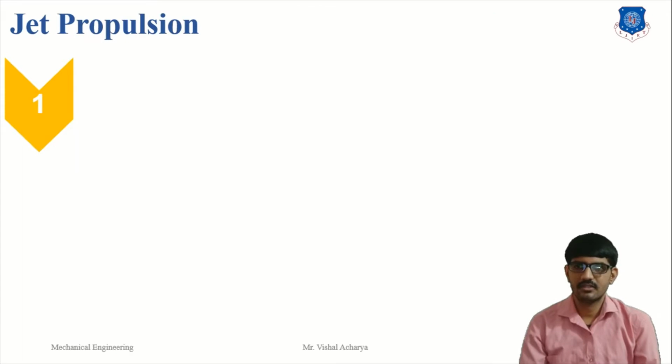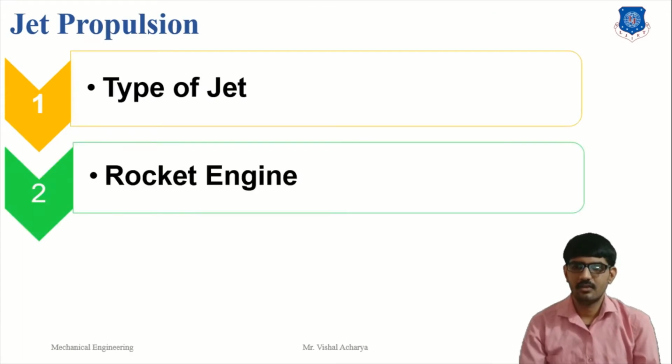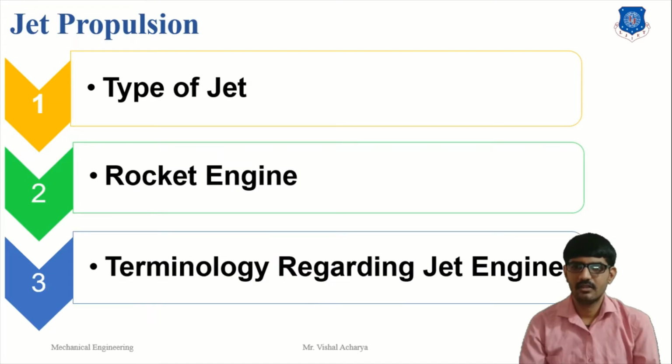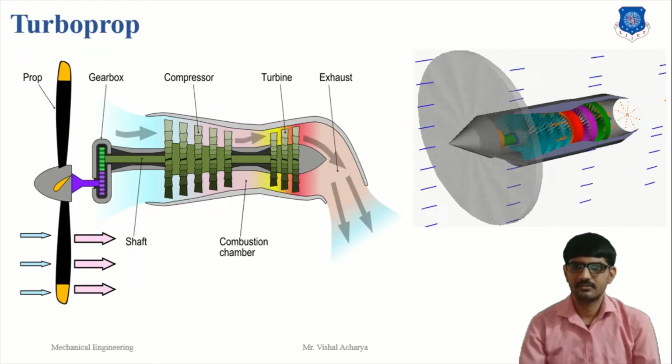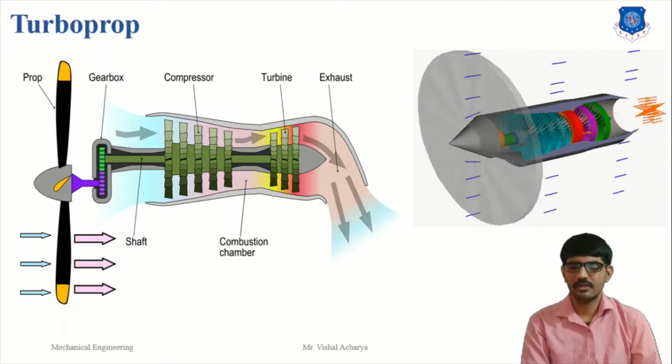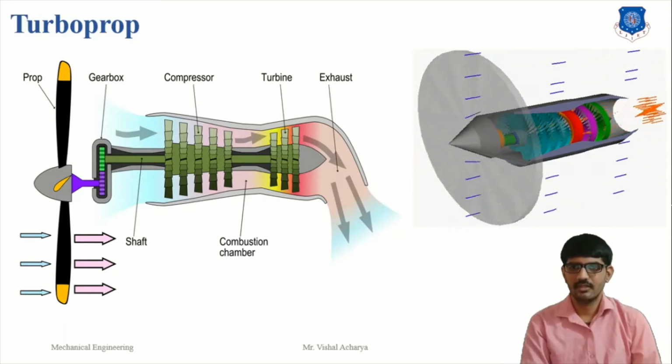Today we will discuss the types of jet engine, continuing with the rocket engine, and the last terminology regarding the jet engine. First is the turboprop engine. The turboprop engine is used for relatively high takeoff thrust or for low speed application.